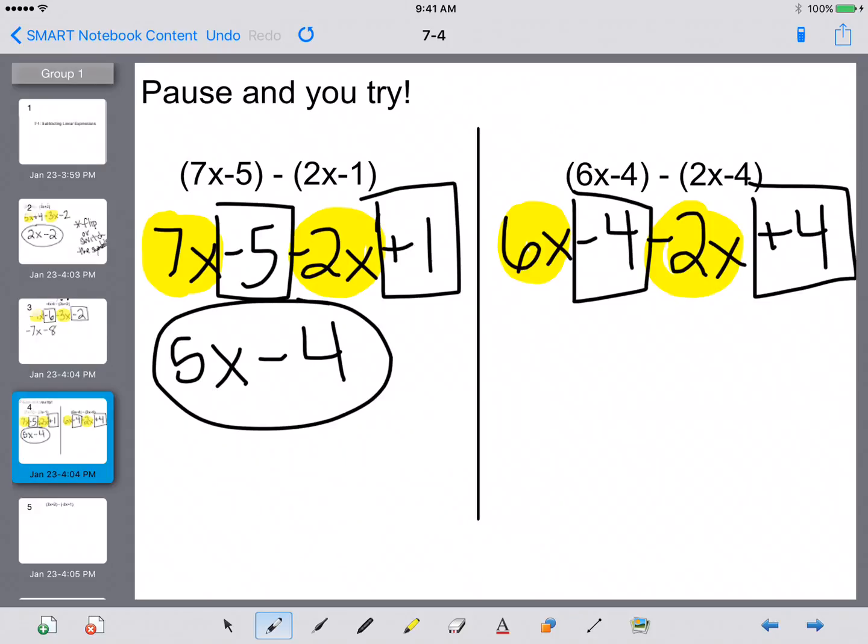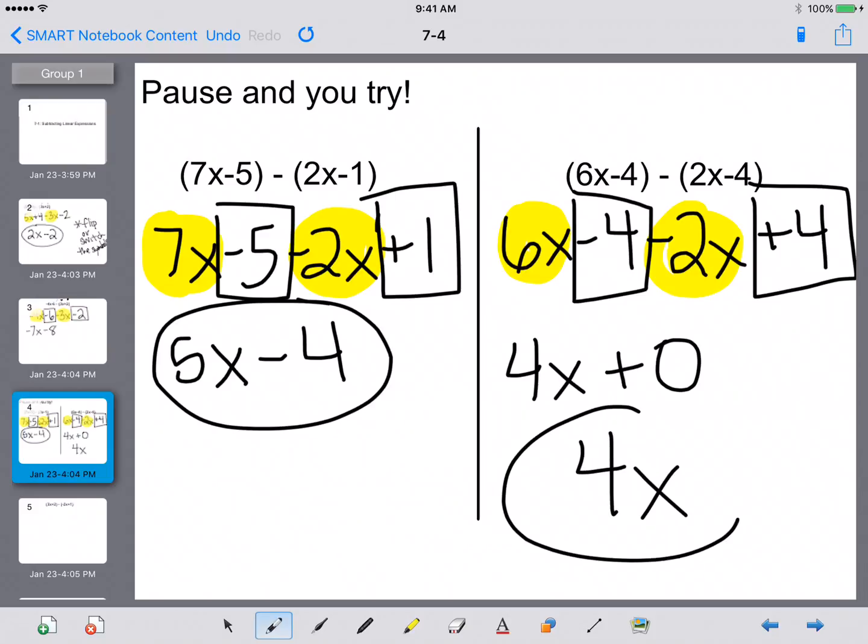Then you just combine 6x plus negative 2x becomes 4x. And negative 4 plus positive 4 is just 0. And to make that even more accurate, it's just 4x.